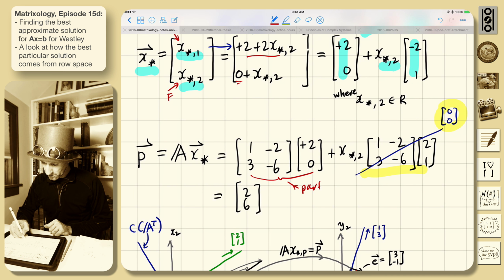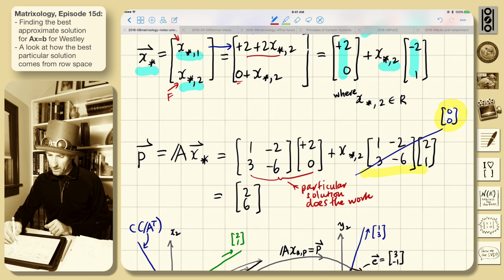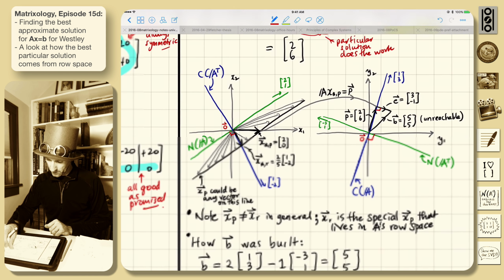Right, the particular solution does the work, and it gives us 2, 6. So 2, 6 turns out to be the best thing we can do. So let's see how that works. So nice big picture here.